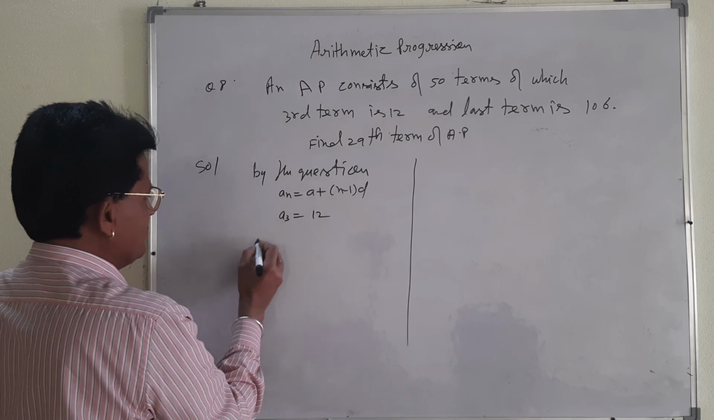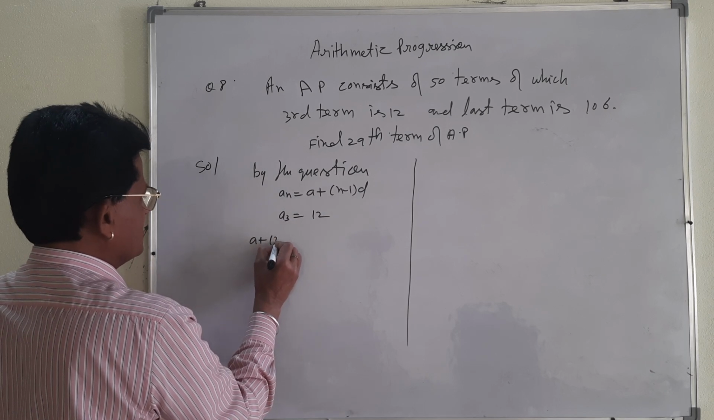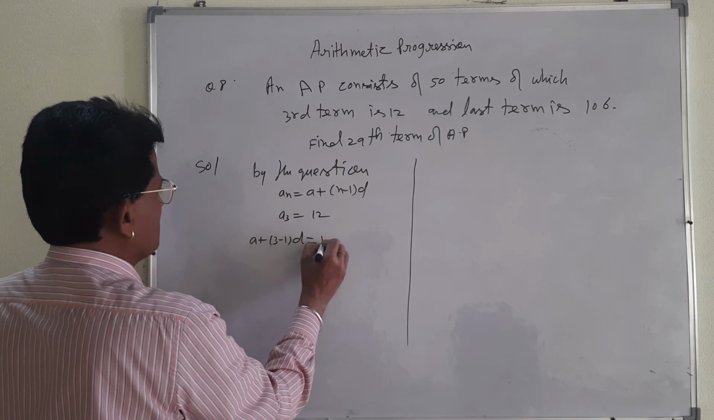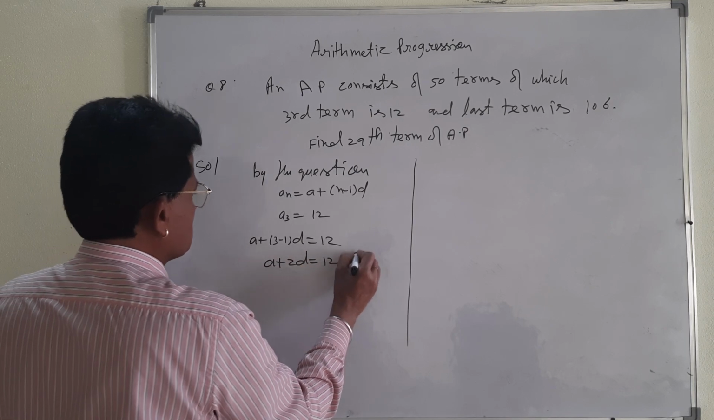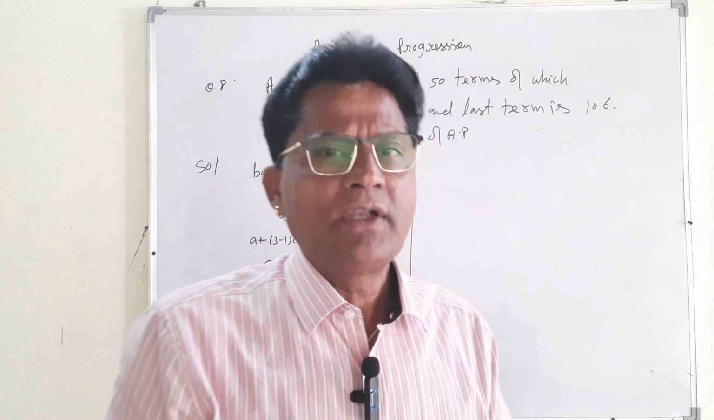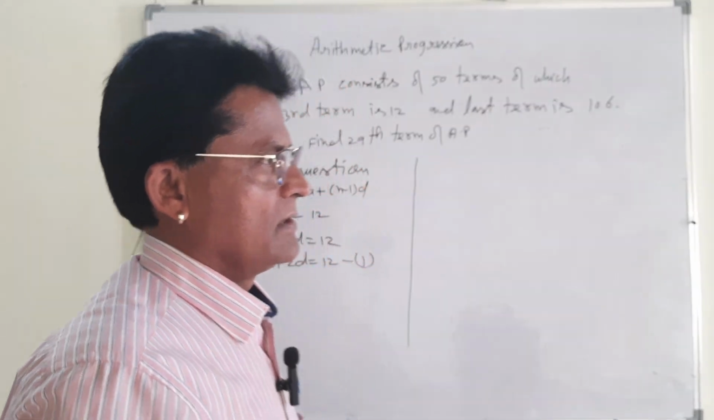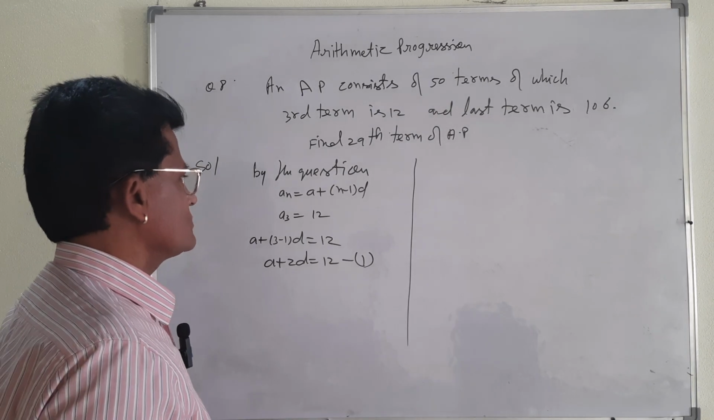12. In place of a3, what will you write? Using the formula a plus 3 minus 1 into d will be equal to 12. So a plus 2d is equal to 12. This is equation number 1. I already told you such questions depend upon equations prepared in the form of a and d.